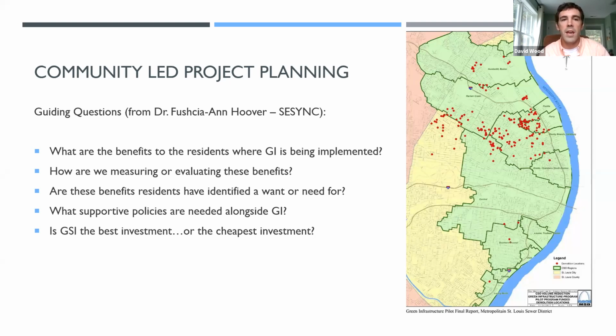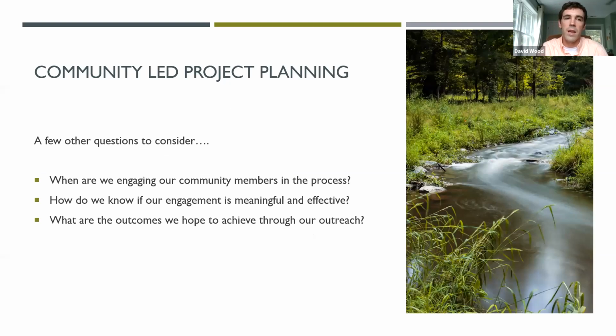It's just making sure that when we are doing our project planning, our watershed planning, that we're really thinking about the benefits to the residents where our projects, whether it's green infrastructure, stream restoration, or otherwise, are being implemented. As well as just being thoughtful that the benefits that we are hoping to achieve are the same ones that the residents have identified as a want or a need, right? And then that we have the policies and the investments that can back those up. And so it's just really being thoughtful and grounding our projects in the communities that we're working in.